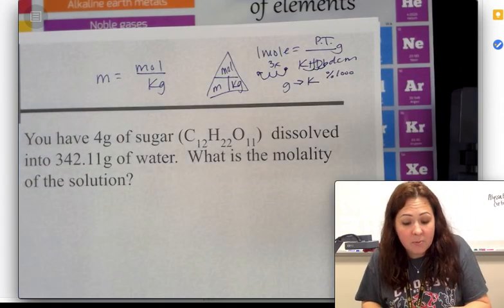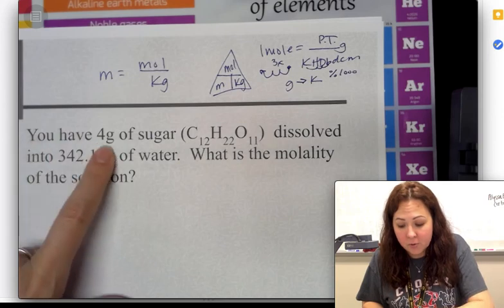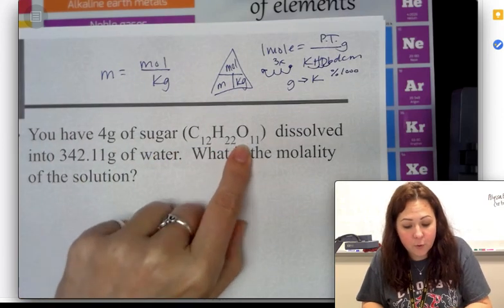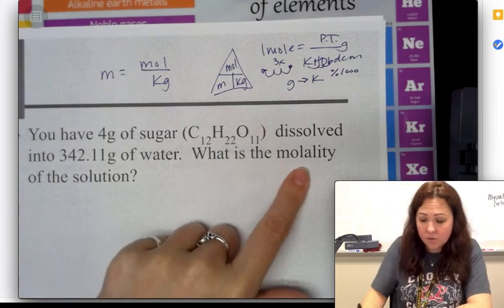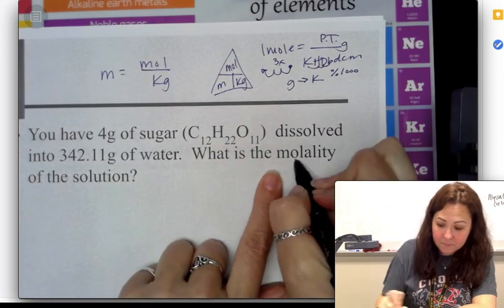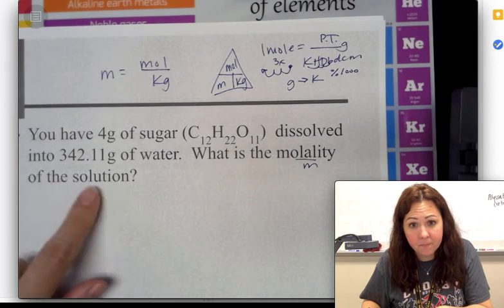Looking at this problem, it says you have 4 grams of sugar, which is that compound, dissolved into 342.11 grams of water. What is the molality? So molality is little m of the solution.